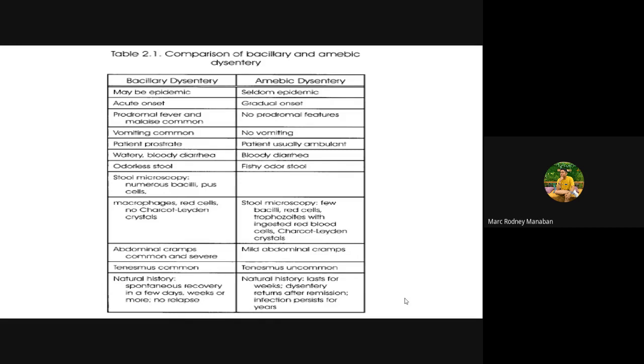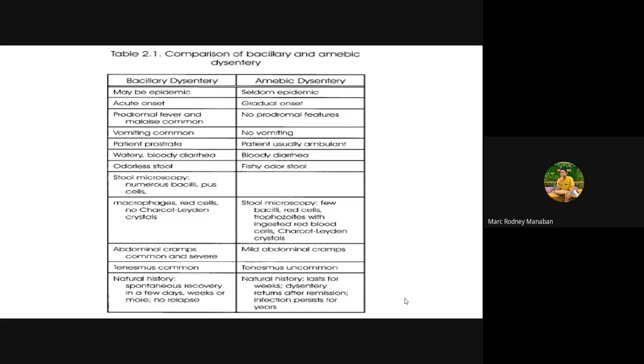For bacillary, it could be epidemic, so pwedeng daghan ang ma-infect. For amoebic, seldom lang siyang epidemic, usually gamay lang. For symptom onset, mas paspas ang bacillary, acute. For amoebic, it's gradual, so medyo slow. There could be a prodromal fever and malaise in bacillary dysentery, meaning ginagmay na ma-feel ang fever and body aches sa patient. For amoebic dysentery, wala yung mga prodromal features.